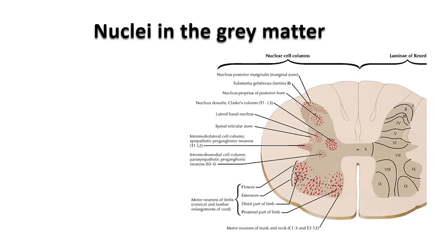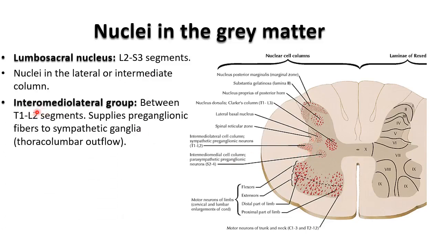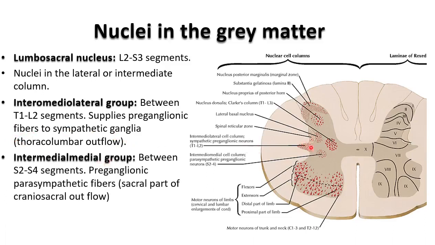Then there is one more nucleus in the ventral horn itself, the lumbosacral nucleus in the intermediate group in L2, L3, whose function we are still not aware of. Then the nuclei in the lateral group form the intermediolateral column, between T1 and L2. As I told you, these are preganglionic to the sympathetic chain, the sympathetic ganglia, which forms your thoracolumbar sympathetic outflow. Then you also have the intermediomedial group.